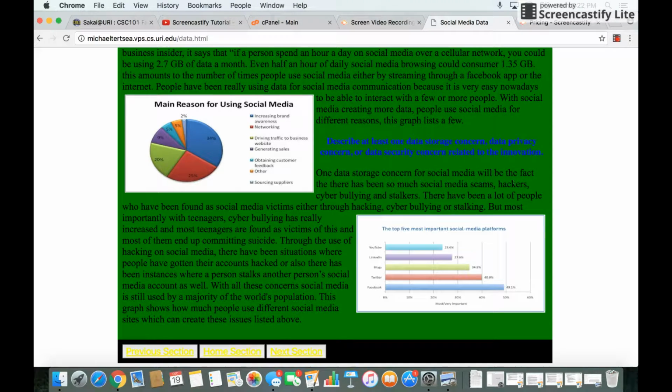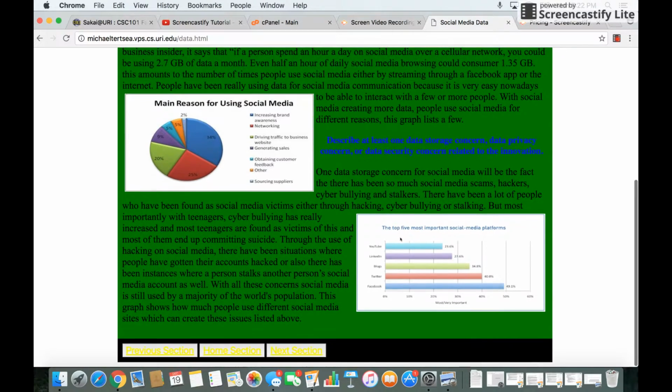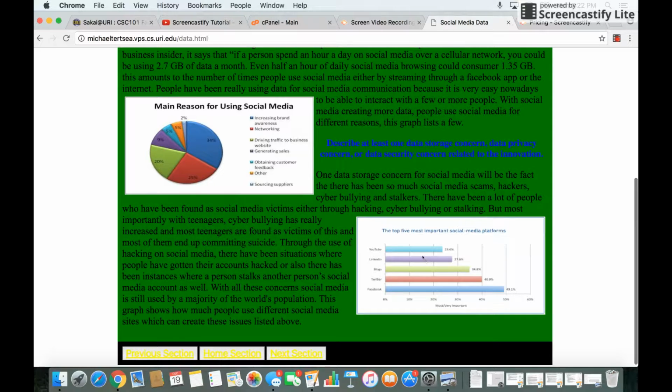This graph shows how much people use different social media sites, which can create these issues listed above. As you can see on the graph here, it shows the percentage of how people use these social media apps, and we can see that Facebook has the highest percent, compared to Twitter, blogs, LinkedIn, and YouTube.